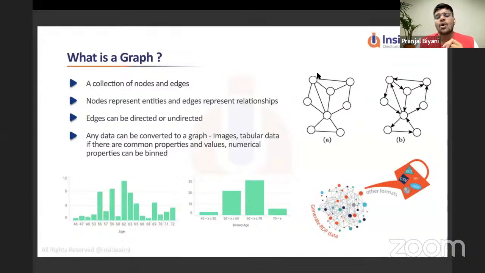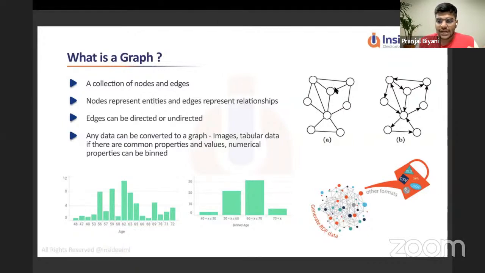So this is something called an undirected graph. That means there is no direction of relationship. If this guy is a friend of this guy, that also means this guy is also a friend of this guy. So the inverse relationship is also true, right? So nodes and edges make up the graph. Nodes represent entities. Edges represent relationships, right?